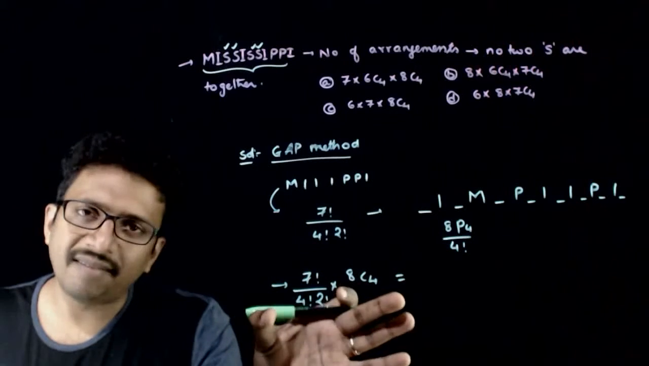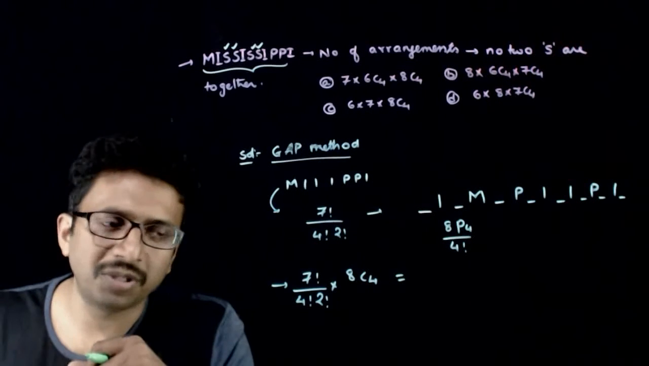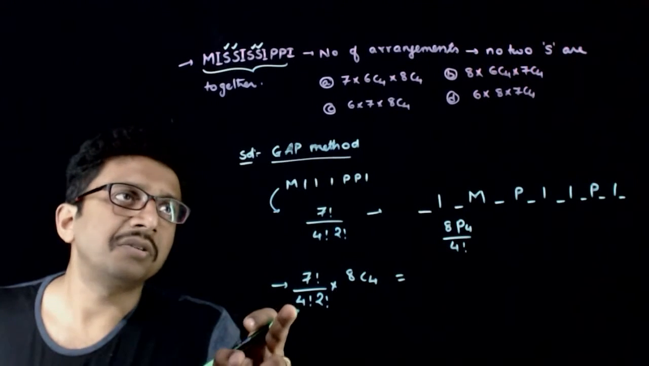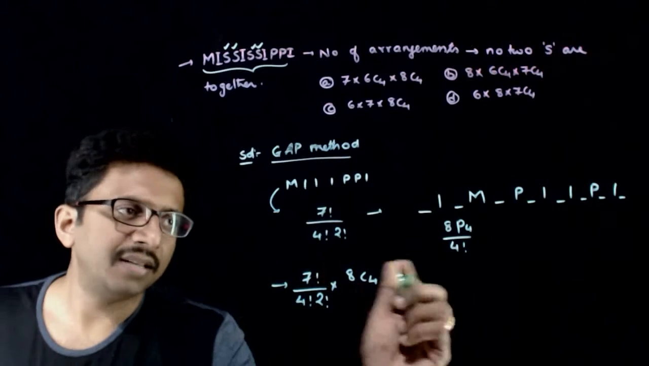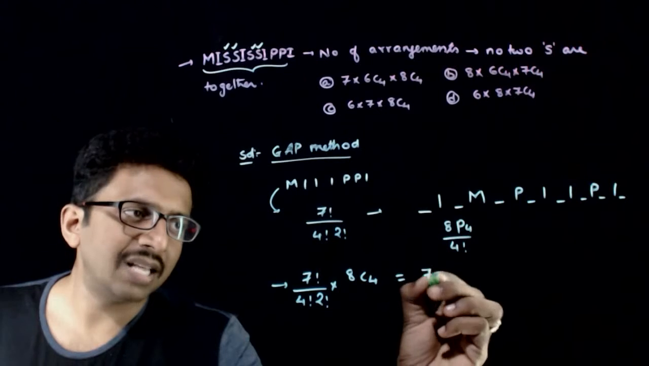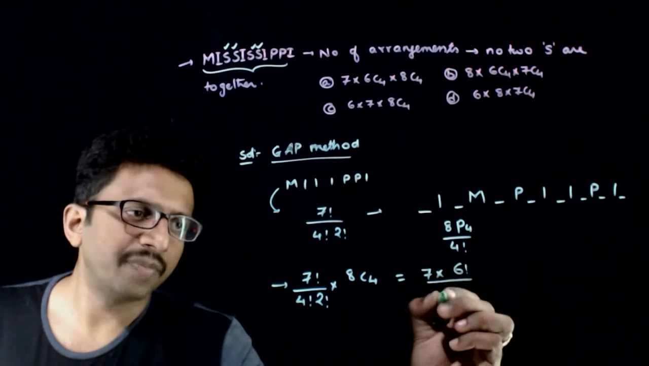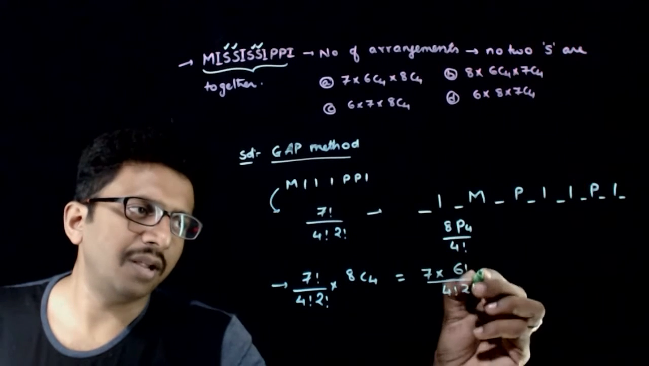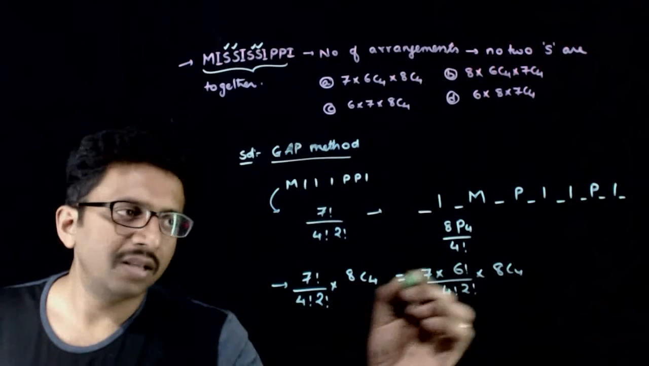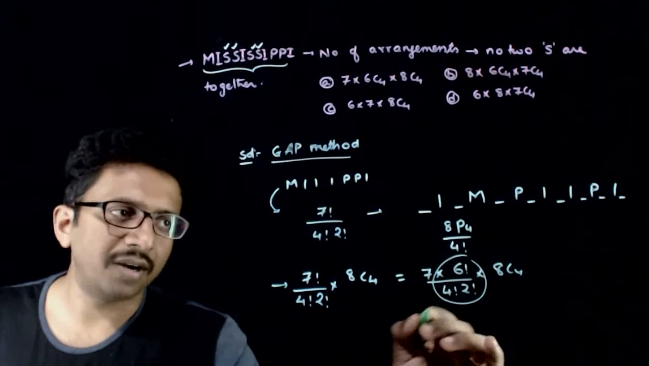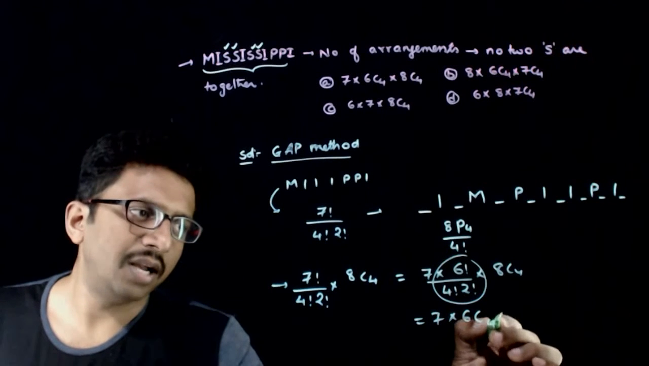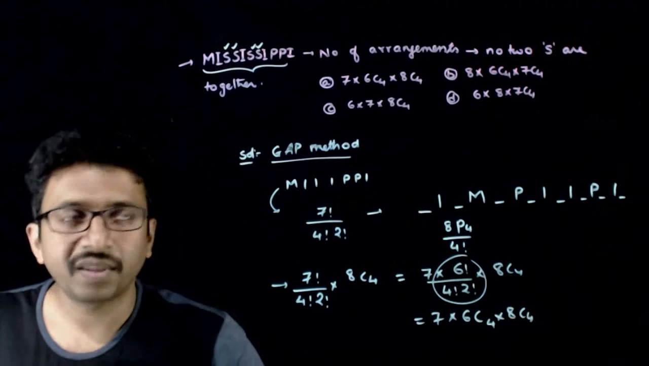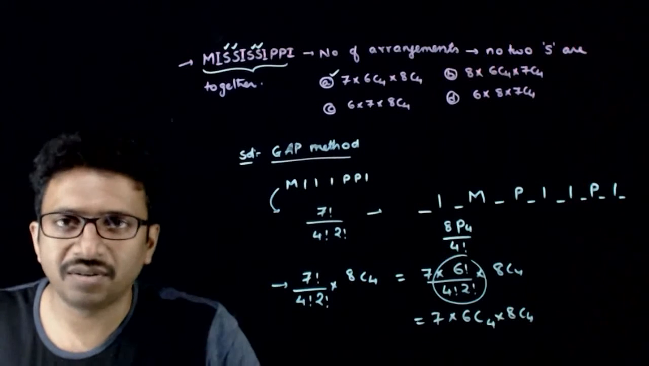Now once you have this number, you just need to see which option is working. If you see the first option, 8C4 is there, and 7 factorial can be written as 7 times 6 factorial by 4 factorial into 2 factorial, into 8C4. So 6 factorial by 4 factorial into 2 factorial can be written as 6C4 into 8C4. So option A is the right answer to this question.